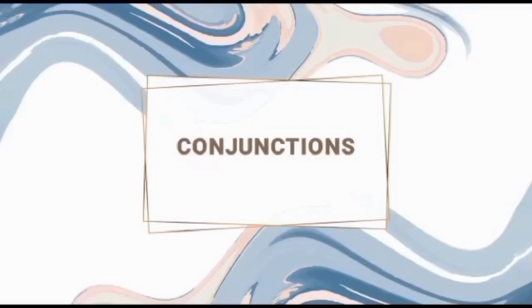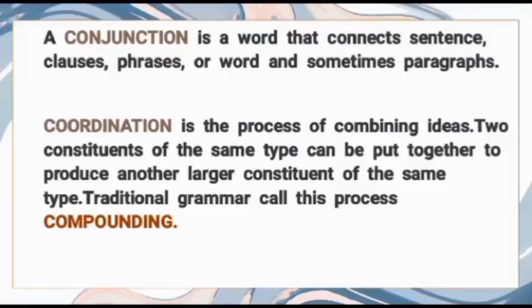So, what is a conjunction? A conjunction is a word that connects sentences, clauses, phrases, or words, and sometimes paragraphs. In simple words, conjunctions function as connectors of two sentences and clauses, connecting a clause to another clause. So, that's all for conjunction.